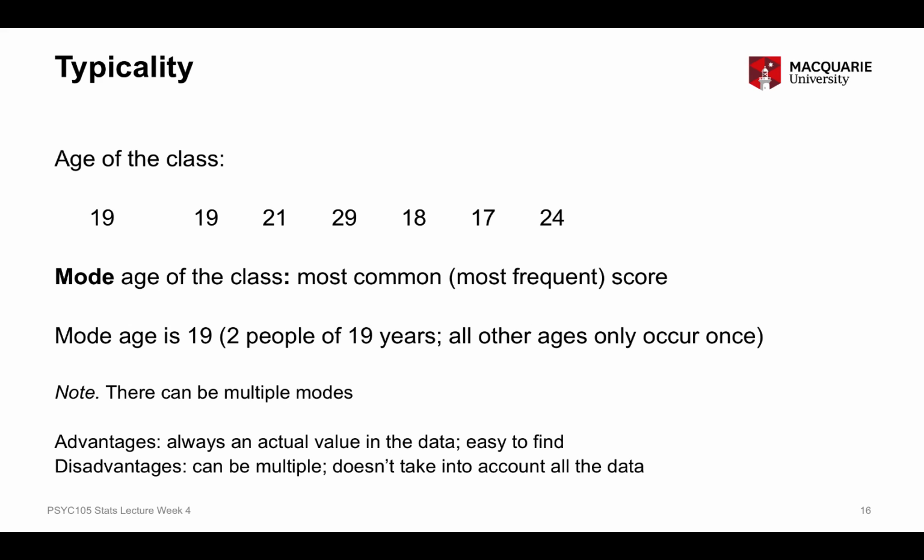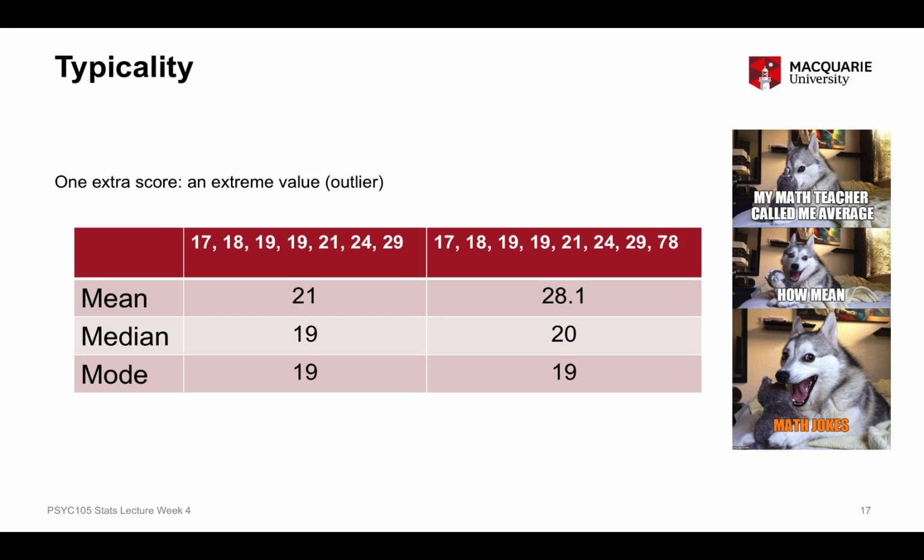Disadvantage is that obviously you can have multiple modes. So in terms of thinking about the best representation of the middle part of the distribution or the average of the distribution, having multiple modes is a bit of a disadvantage. And it also doesn't take into account all of the data. So it's not actually going to be considering all of the data in the way that the mean does.